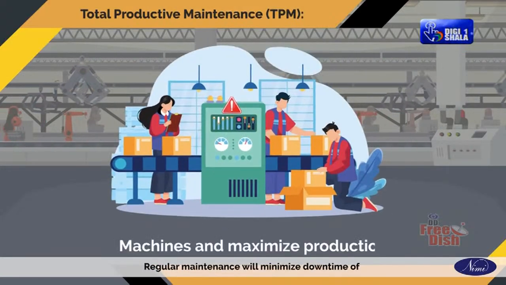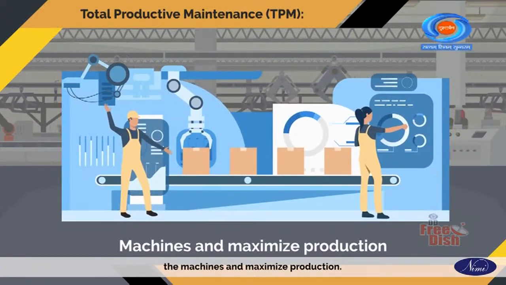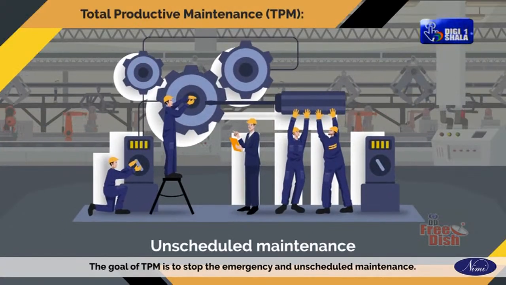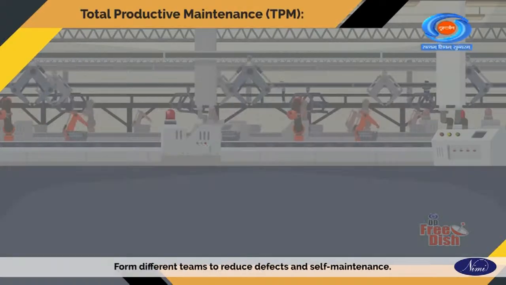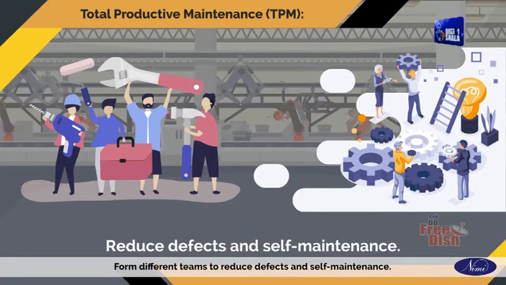Regular maintenance will minimize downtime of the machines and maximize production. The goal of TPM is to stop the emergency and unscheduled maintenance. Form different teams to reduce defects and self-maintenance.